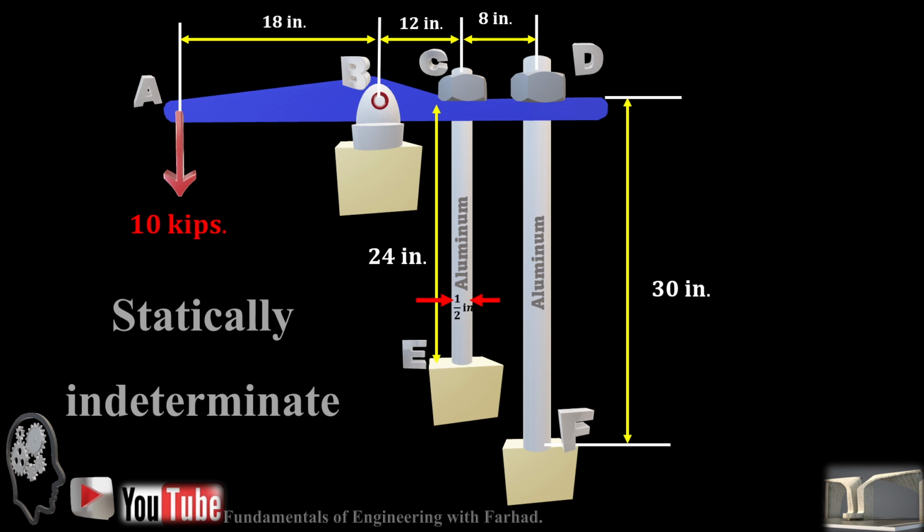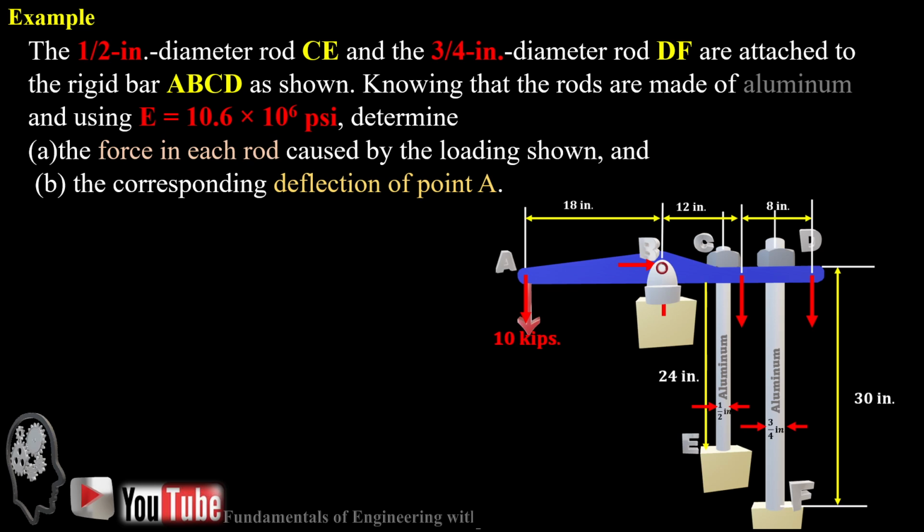The specification, the material, and the diameter of each of them is provided. The problem statement is that one aluminum rod, CE, is half an inch in diameter, and the other aluminum rod is three quarters of an inch. When a force of 10 kips is applied at point A, we want to know the forces in each rod and the corresponding deflection of point A, and also the deflection in CE and DF.